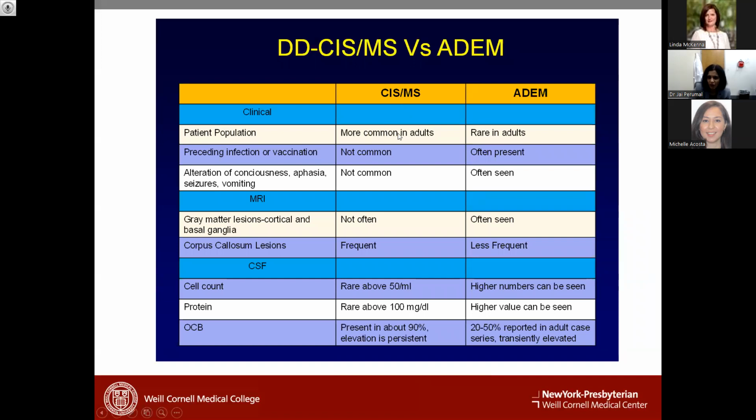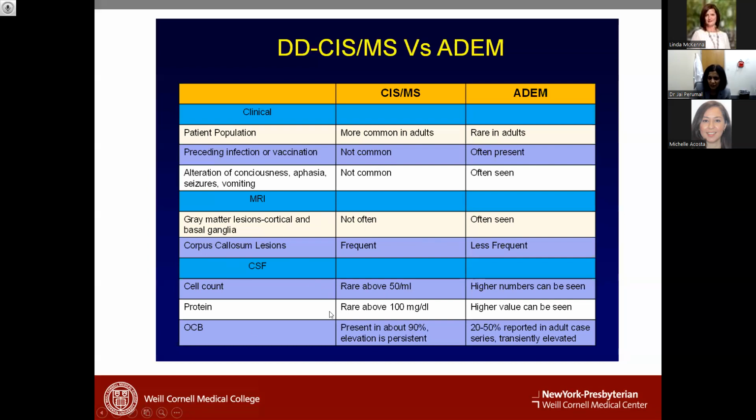MS is common in adults. Pediatric presentations can happen, but it's uncommon. While ADEM, most of the time it's in kids, especially if they've had a prior infection or vaccination within a week or a couple of weeks, they present with this kind of thing. In terms of cognition, MS doesn't affect cognition. In ADEM, because they are big lesions that affect the cortex as well, they can tend to have cognitive effects too. We looked at the MRI lesions.